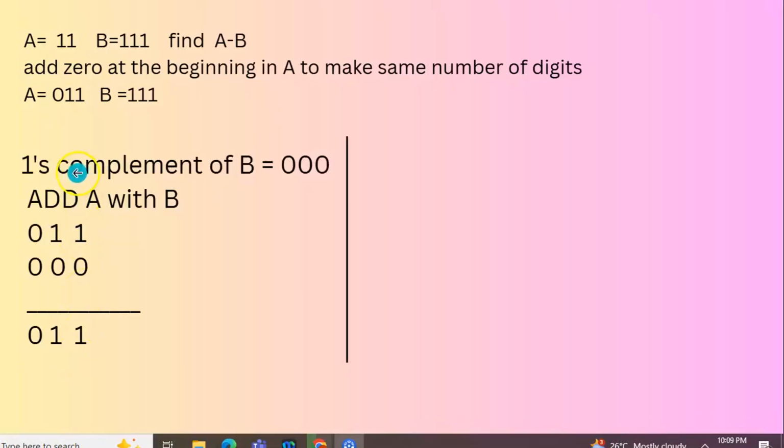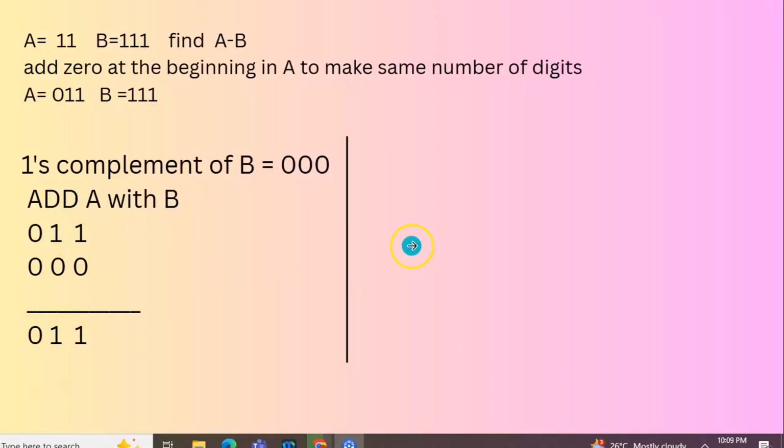1's complement of B, that is, invert all the ones to zeros and zeros to ones. B has only 3 ones, so you make them all 0. So the 1's complement of B is 0 0 0. Now add A with B. When you add A with B, 1 plus 0 is 1, 1 plus 0 is 1, and 0 plus 0 is 0. So this is the result of the addition of A and B.